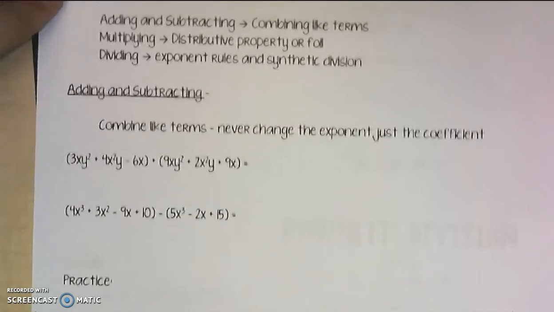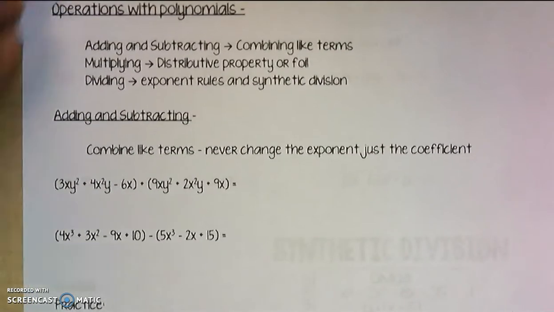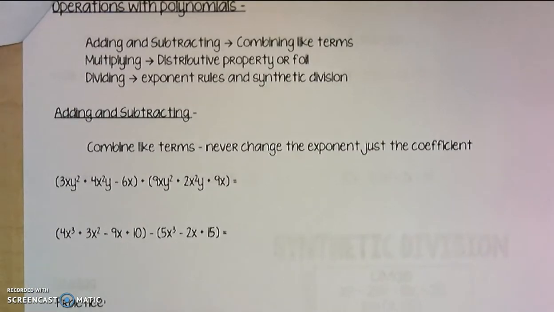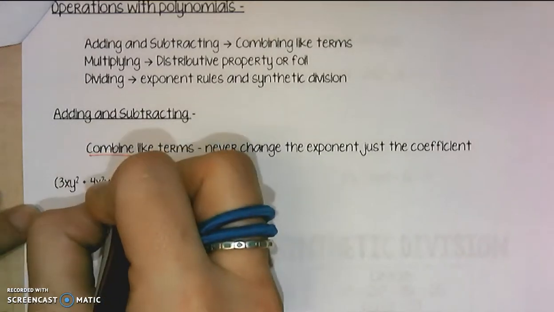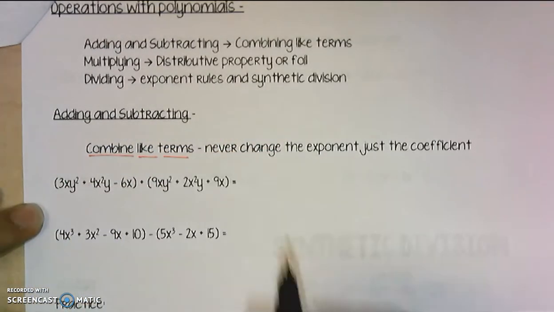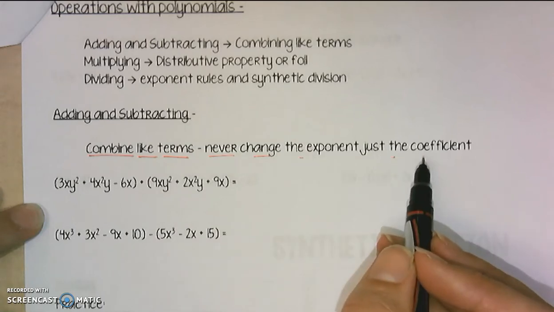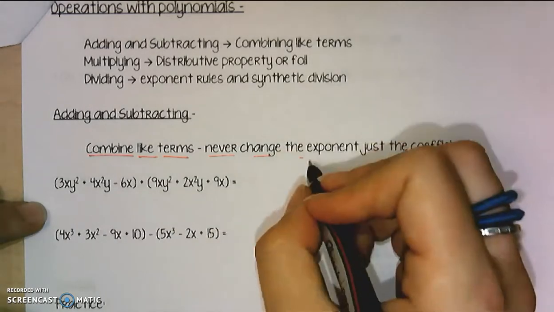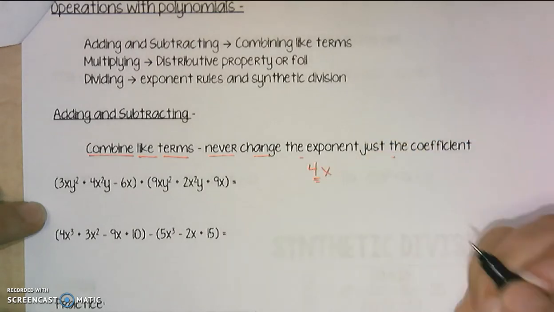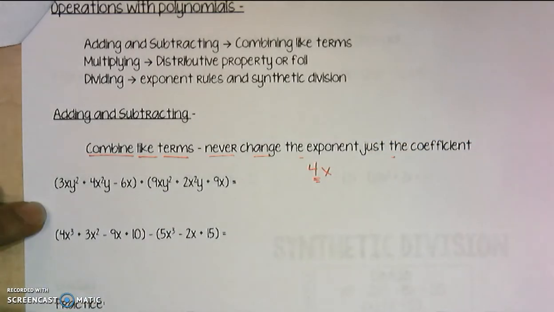Now we're going to be doing polynomials. So we're going to talk about adding and subtracting. Adding and subtracting, you combine like terms. This is also key right here: never change the exponent, just the coefficient. Remember, the coefficient is the number that comes in front. So like 4x, 4 is the coefficient. But you never change your exponent.